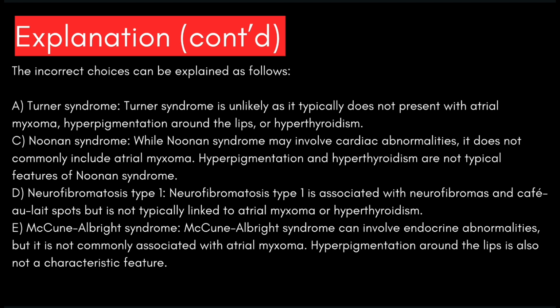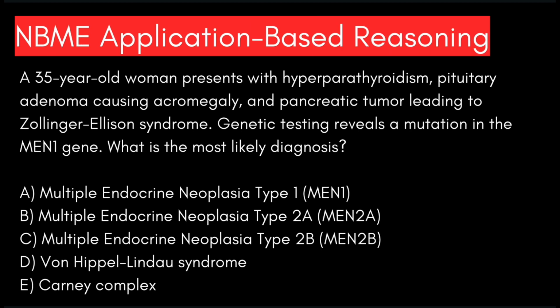D. Neurofibromatosis type 1. Neurofibromatosis type 1 is associated with neurofibromas and café au lait spots, but is not typically linked to hyperpigmentation around the lips or hyperthyroidism. McCune-Albright syndrome. McCune-Albright syndrome can involve endocrine abnormalities, but is not typically associated with perioral hyperpigmentation. Hyperpigmentation around the lips is also not a characteristic feature. Moving on to the next question.